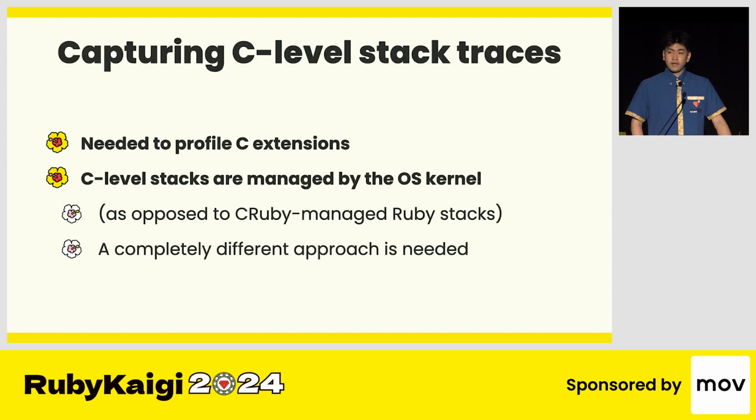So I've explained how to collect Ruby stacks, Ruby level stacks. So let's move our focus to C level stacks. This is needed for profiling C extensions. As opposed to C-Ruby managed Ruby stacks, C level stacks are managed by the OS kernel.